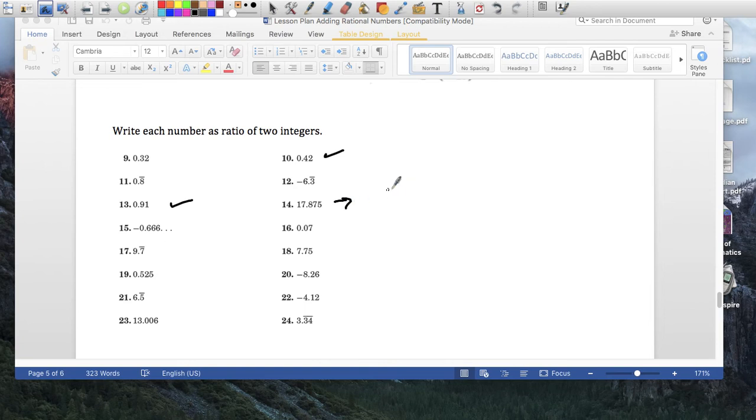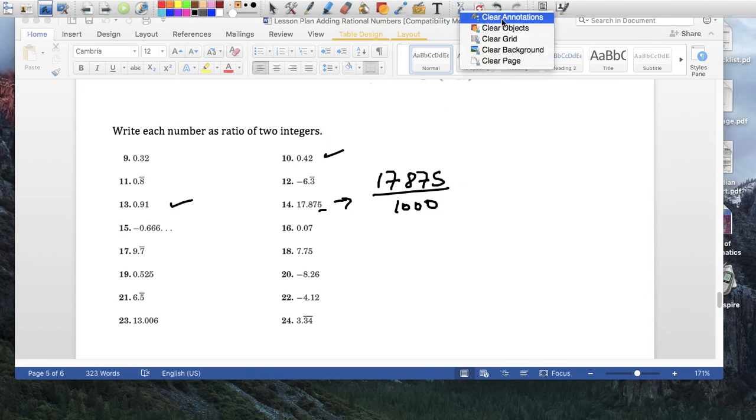Let's look at 17.875. And again, look at the last digit. It's in the thousands place. So I'm going to write 1000. And on top, I'm going to write that number, 17875. You can simplify, but right now, what we're trying to do is just make sure that we can write it as a ratio of two integers. Therefore, just proving that it's a rational number.